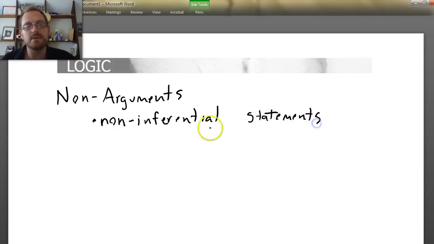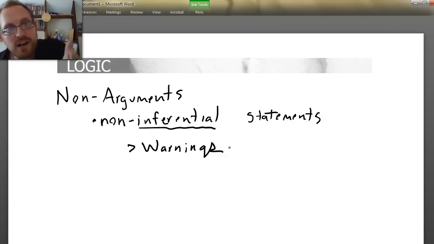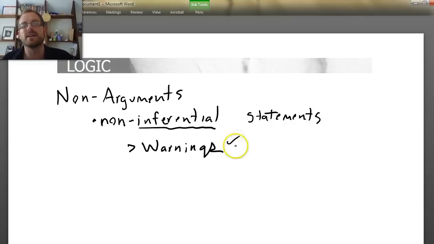These non-inferential statements are basically groups of utterances, of words and sentences, that do things, but they don't provide arguments because there's no inference to be made. Let me give you an example. Warnings, for instance. If I say, watch out for the truck, that has definite meaning, but it doesn't have a conclusion. The conclusion is not, watch out for the truck. It's simply a warning. Conclusions have to be the result of an inferential movement, and warnings don't have those. So a warning is not an inferential statement, and therefore it's not an argument.